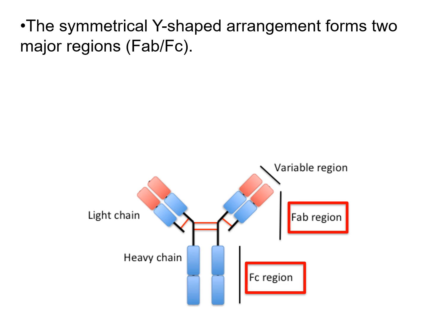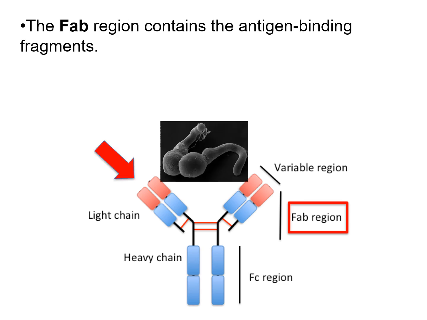The FC region is where the stem is, and the Fab region is where it binds to the antigen. Antigen binding occurs at the Fab region. In this picture, we're looking at an electron micrograph of plant pollen. This pollen can bind to the variable region, the portion that changes. That is in the Fab region.